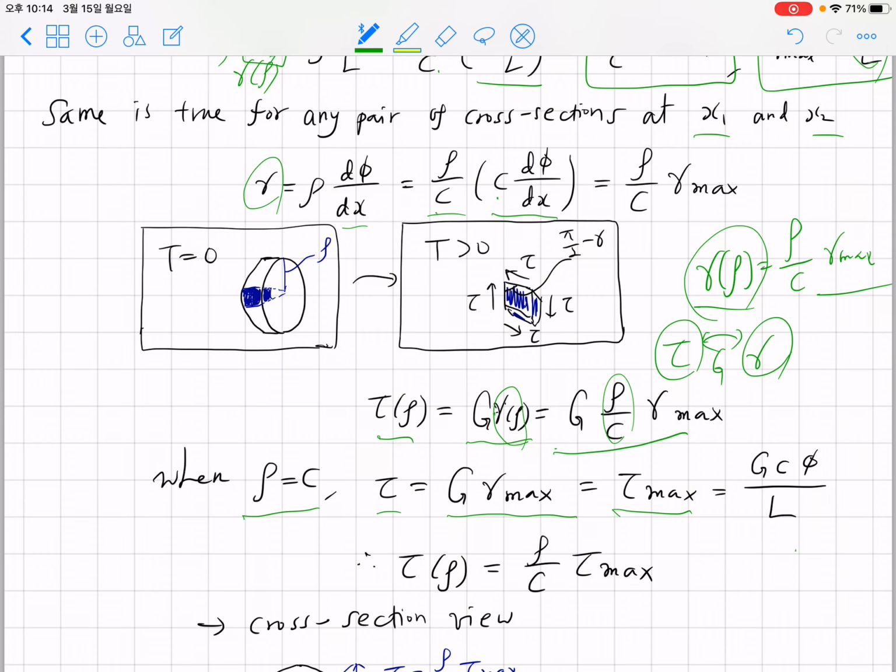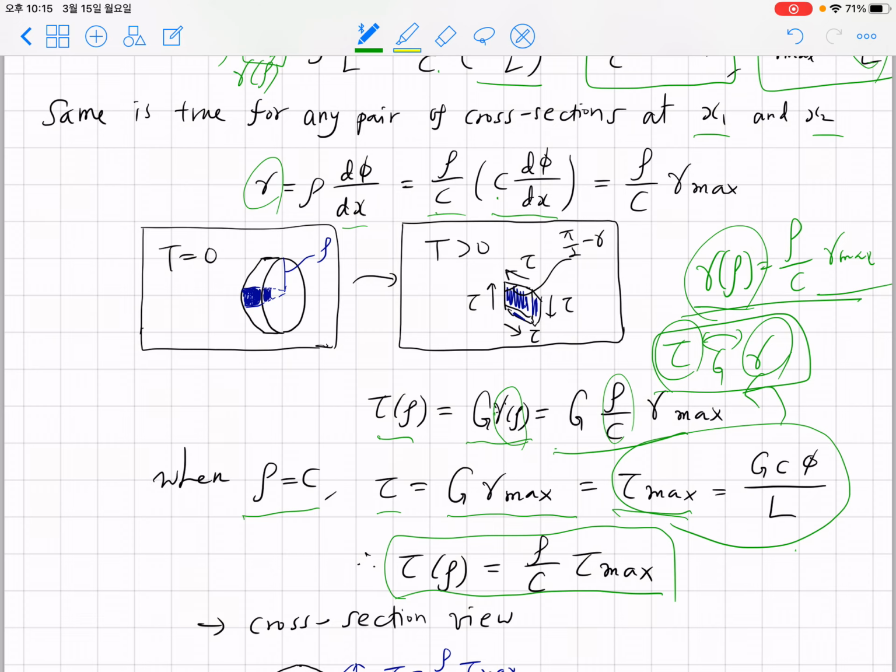Now, after plugging the tau max expression in here, we identify that tau as a function of rho is rho over C tau max. So whether we consider shear strain or shear stress, because they are linearly related to each other through shear modulus G, they are linear functions of rho. The biggest difference between torsional loading and axial loading is that in axial loading, we considered the entire cross-section to have the same normal stress wherever point you take.